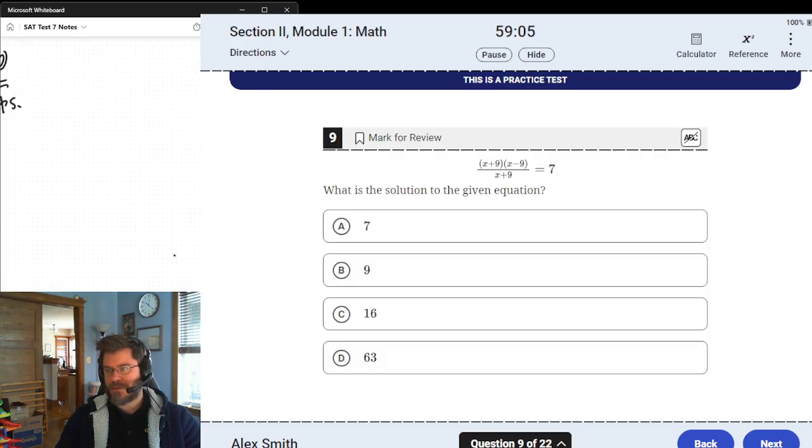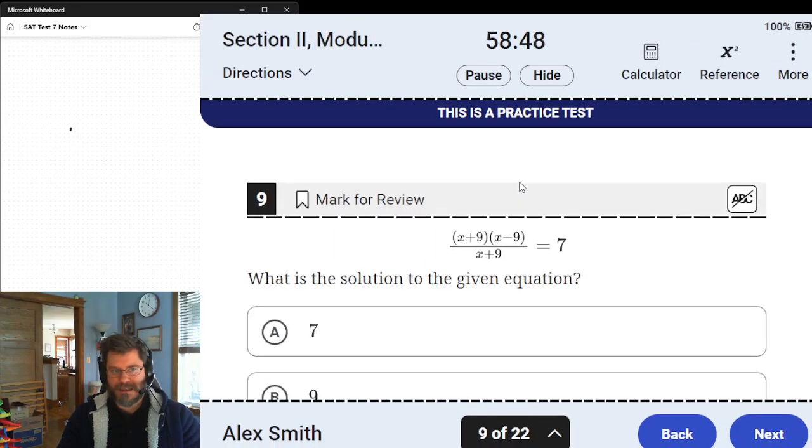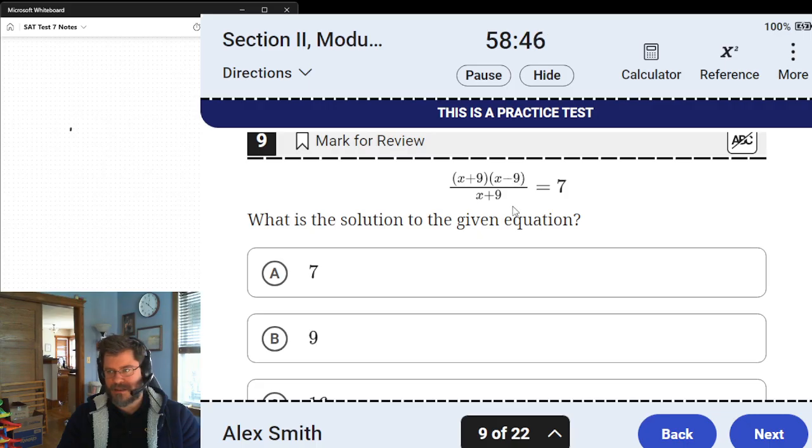All right, we get our first nonlinear equivalent here. This is just factoring. They want to know the solution to the given equation. So there's a couple ways to do these. And the very simplest way is to just do the algebra. You got x plus 9 times x minus 9 equals 7. Zoom in on that. So that's a plus and a minus in the numerator there.